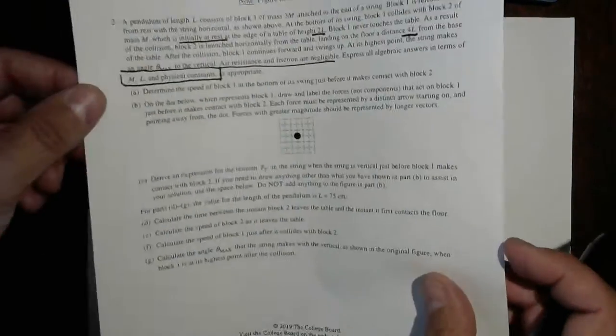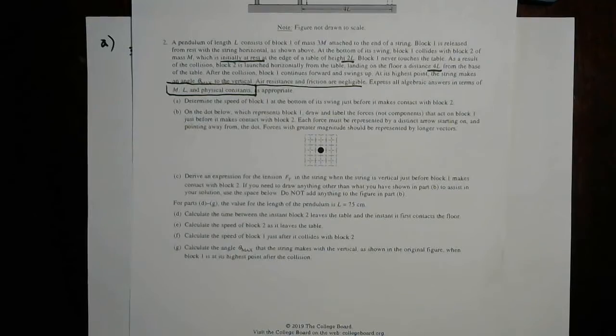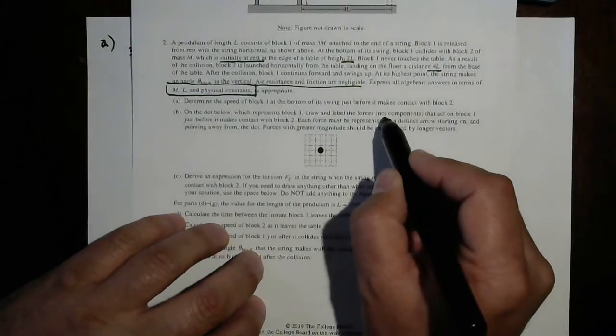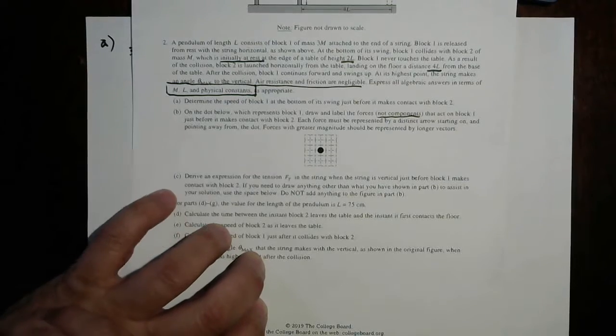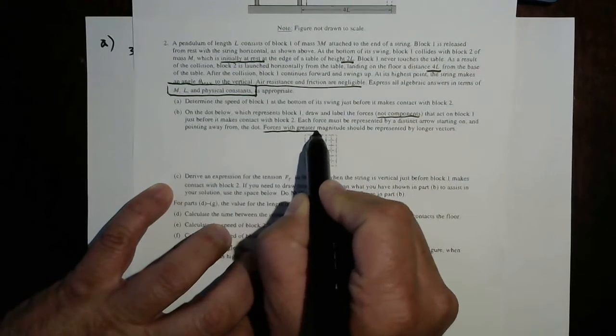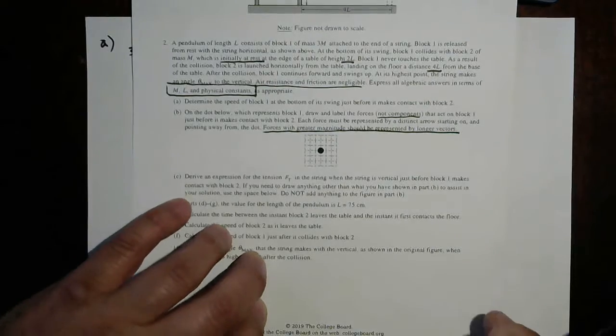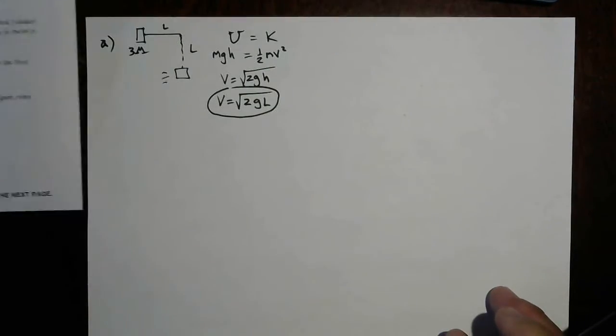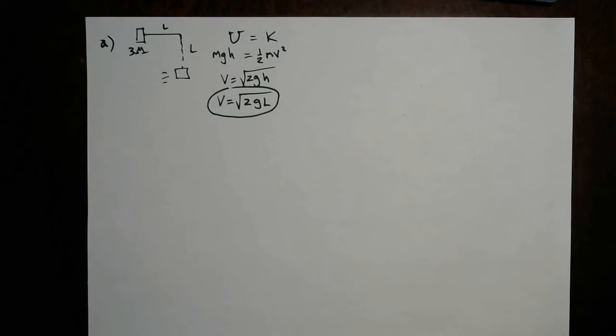Part B comes in and asks us on the dot below, which represents block 1, draw and label the forces, not components, that act on block 1 just before it makes contact with block 2. Each force must be represented by a distinct arrow starting on and pointing away from the dot. Forces with greater magnitude should be represented by longer vectors. Okay, so they want a free body diagram, but they don't want a slapdash free body diagram. They want the whole Megillah.